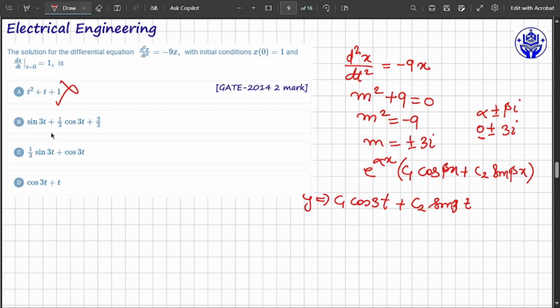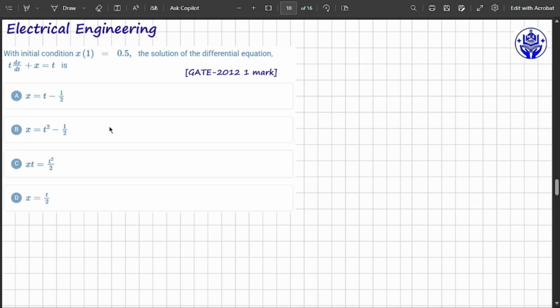So this can't be the option, this can't be the option. Now from this, this will be the solution. But see, can it be the solution? Because it is 2 by 3, from where is this extra term coming here? So it can't be the solution. Just by seeing this, we can say this is the solution. Okay, this is the trick.